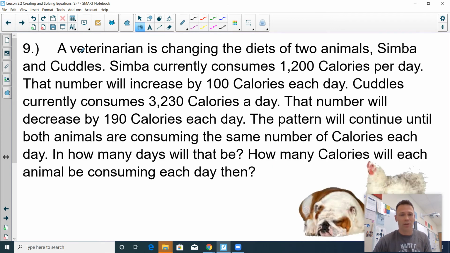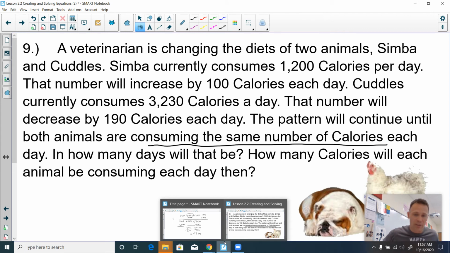We got 2 more problems here. A veterinarian is changing the diets of 2 animals, Simba and Cuddles. Simba currently consumes 1,200 calories per day. That number will increase by 100 calories each day. Cuddles currently consumes 3,230 calories per day, and that number will decrease by 190 each day. The pattern will continue until both animals are consuming the same number of calories.